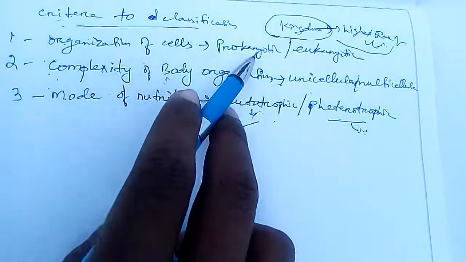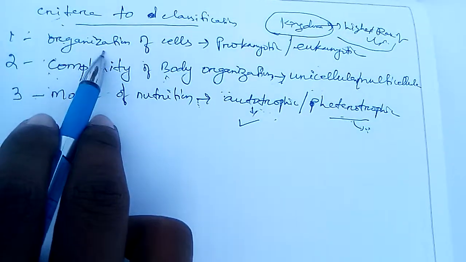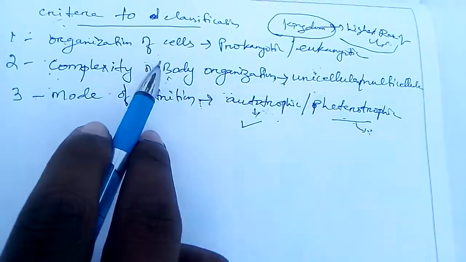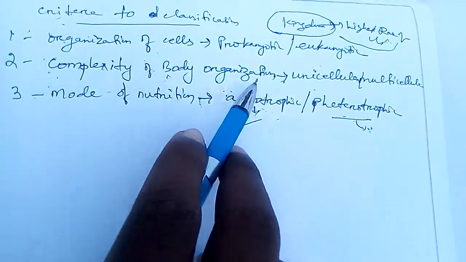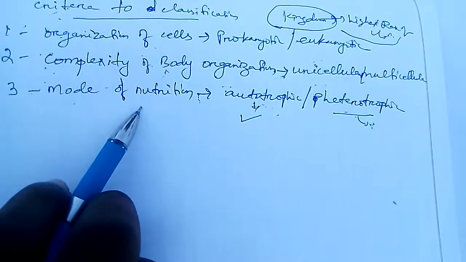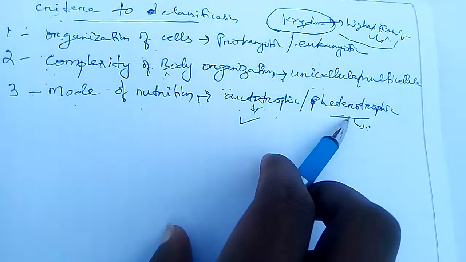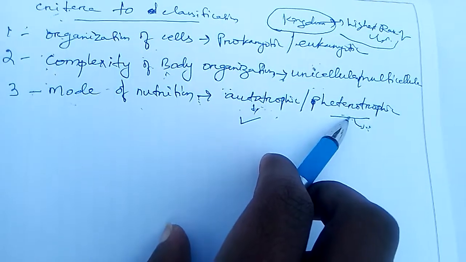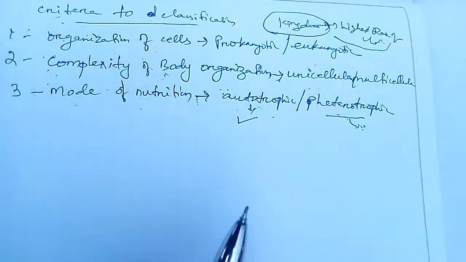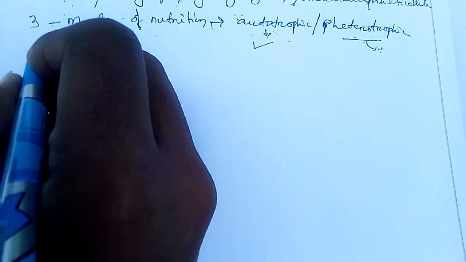Robert Whittaker, R.H. Whittaker, proposed this 5 kingdom classification based on these 3 observations. First observation was organization of cell, that is whether a cell is prokaryotic or eukaryotic. Then complexity of body organization, whether it is unicellular or multicellular. Then another is mode of nutrition, that means whether that animal prepares its own food or it depends upon other animals for its food. So depending upon these 3 criteria, he proposed 5 kingdoms.